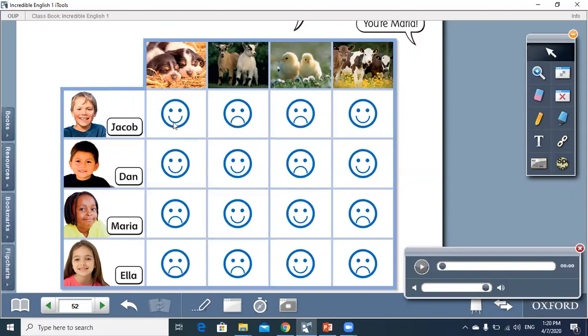And each one of them likes and dislikes. If there is a happy face, it means that he likes. If there is a sad face, it means that he doesn't like or she doesn't like. So now let's listen and find, is it Jacob or Dan or Maria or Ella?